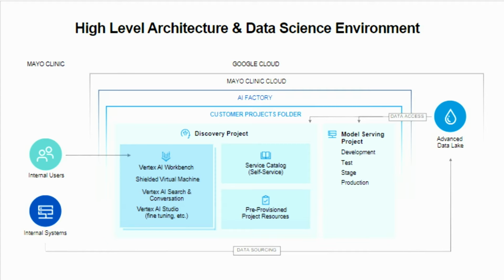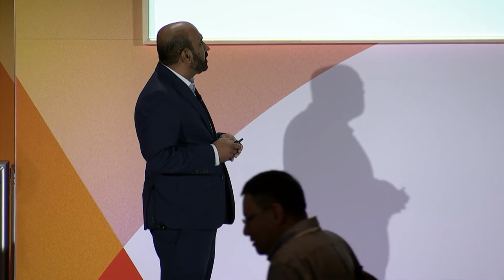Discovery projects is where our users access various AI Factory features like Vertex AI Workbench, shielded VMs, storage buckets, and various other features. It also provides pre-provisioned resources such as artifact registry and storage buckets that can be used right away. The self-service catalog is where most of the commonly used AI Factory features can be self-provisioned by the users.